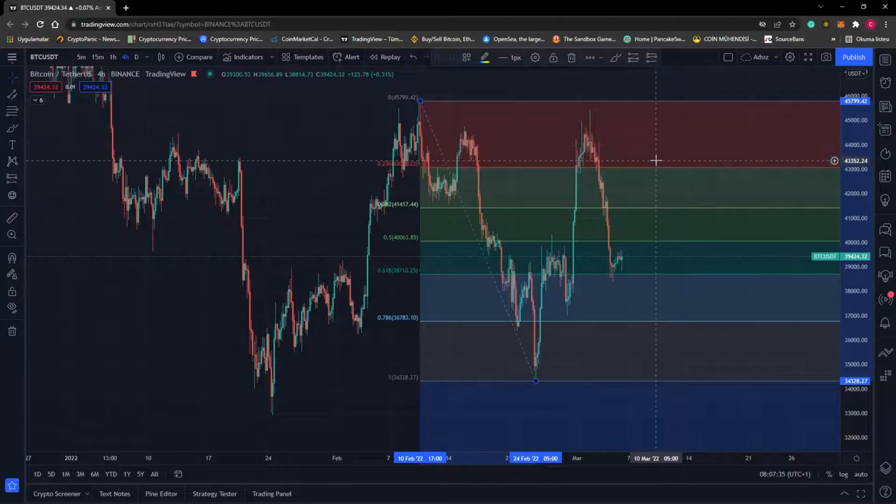You can use the Fibonacci retracement to identify important support and resistance zones, and then later use these zones to enter into a profitable trade using other indicators.